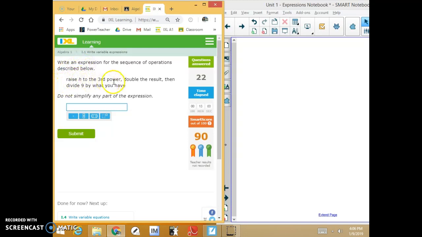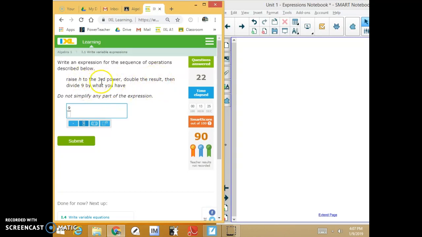Raise h to the third power. Double the result, then divide 9 by what you have. Okay, so let's think about what this means. I know that I'm going to have to divide 9 by whatever I get. So 9 needs to be in my numerator. What's going to go in my denominator?